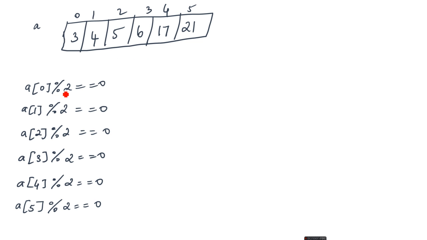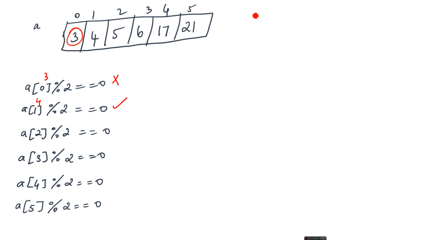So first, A of 0 mod 2 equal to 0. What is there in A of 0? 3. 3 mod 2 equal to 0, condition false. So we will be moving to the next index value 1. So we will be checking 4 mod 2 equal to 0. So the condition is true. Now we have to count this one. We have counted the first even number.